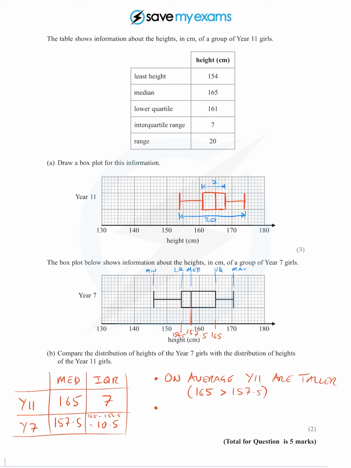Okay, and the measure of spread is much bigger for the Year 7 girls. So the Year 7 heights are more spread out. Okay, and our evidence for that is the interquartile range. So they are more spread out. And the evidence for that is the interquartile range is 10.5, which is bigger than 7. And notice, in order to get my full marks here, I've done it in context. And I've done that by talking about taller and heights, which just puts my answers back into context, which is important.